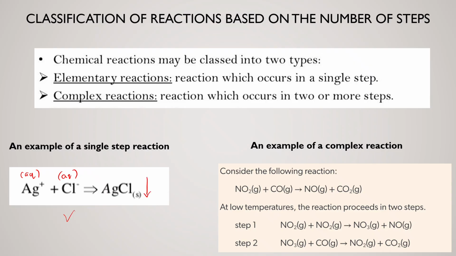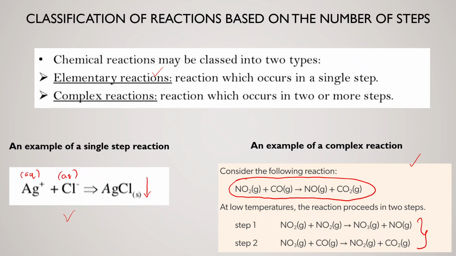Now, this reaction occurs in a single step. Such reactions which occur in a single step are called elementary reactions. However, on the right side, you can see another chemical reaction. This chemical reaction under low temperature, as you can see in the image, occurs in two steps.